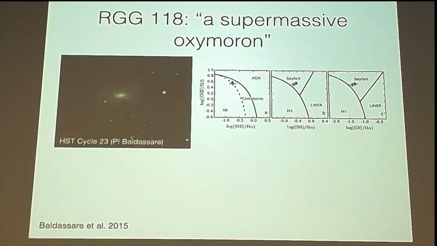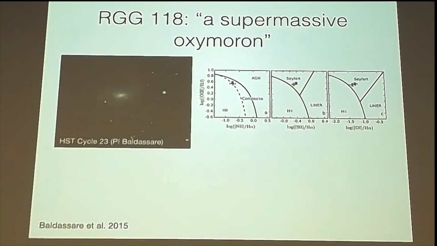And in my thesis, I actually did some work following up a lot of the galaxies identified through that survey. One of them is this galaxy RGG 118. The Hubble Space Telescope image is shown on the left there. It's a really nice little spiral galaxy with a stellar mass that is equivalent to that of the Large Magellanic Cloud, the dwarf satellite galaxy of the Milky Way.